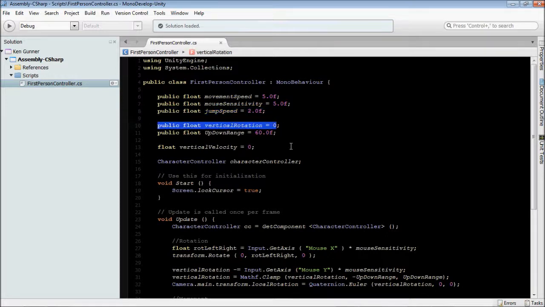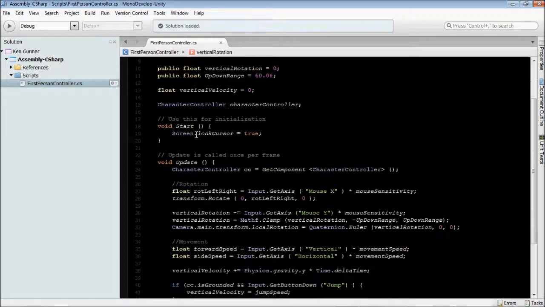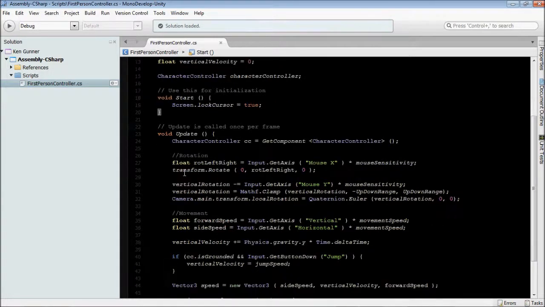Vertical rotation makes it so that you're looking at the 0 point when you start the game, so you're looking straight ahead. Up down range, you can only go 60 degrees up or minus 60 degrees down, and it sets the vertical velocity to 0 at the beginning. Lock cursor just turns off the cursor when you press play. This is just setting character controller as a CC, just giving it a different name to use later on.